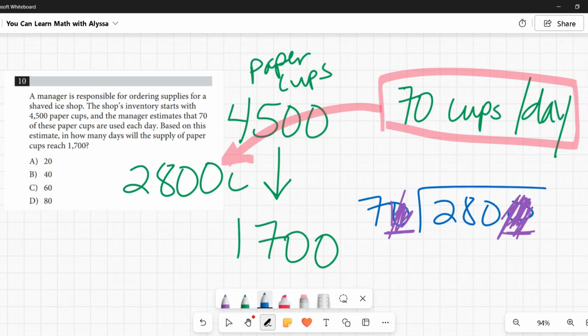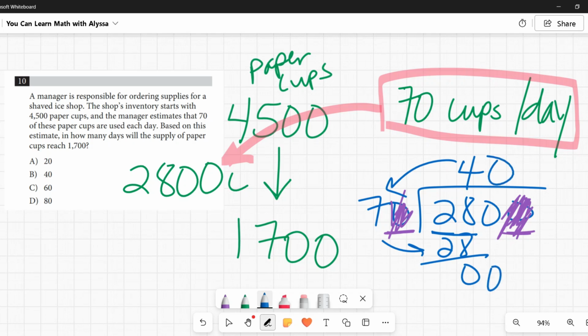I promise. Okay, so 7 into 280. 7 doesn't go into 2, but it does go into 28 4 times. Multiply back 4 times 7 to get you 28. Subtract, get a 0, bring down the 0. 7 goes into 0 times. So 40. In 40 days, that's what we were trying to figure out, cups per day, how many days? 40 days. That is our answer. How many days will the supply of paper cups reach 1,700? In 40 days, which is B.